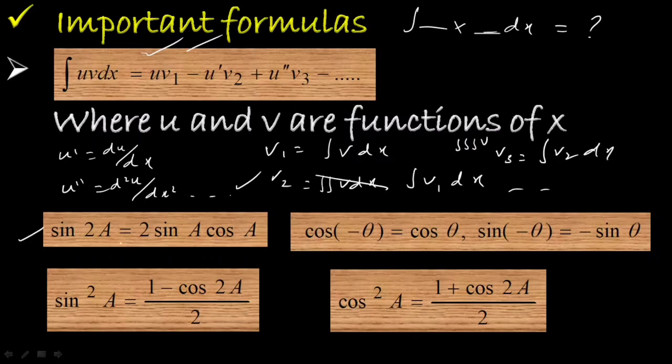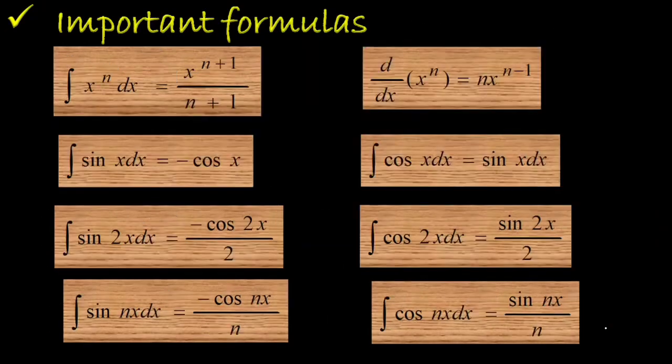Here I have to list out some of the trigonometric formulas. Sin 2a is equal to 2 sin a cos a, whereas cos of minus theta is equal to cos theta, whereas sin of minus theta is equal to minus sin theta. So cosine is an even function, sine is an odd function. Sin squared a is equal to (1 minus cos 2a) divided by 2, and cos squared a is equal to (1 plus cos 2a) over 2. These are all some basic formulas you know already.